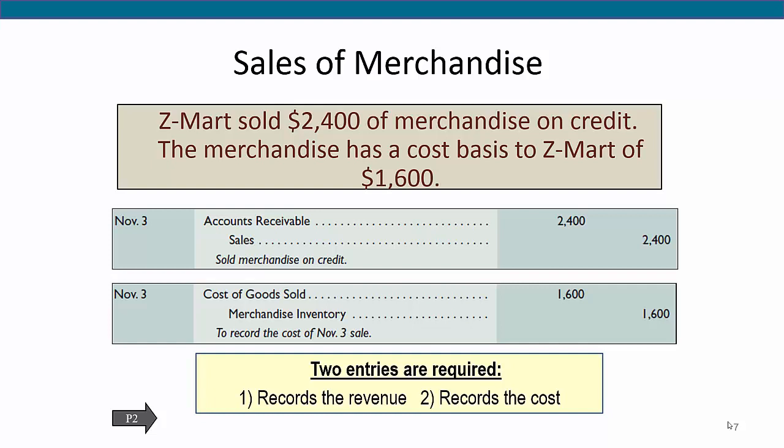Now, the cost part of each sales transaction ensures that the merchandise inventory account reflects the updated cost of the merchandise available for sale. For example, the cost of the merchandise Zmart sold on November 3rd is $1,600, and the entry to record the cost part of the sales transaction decreases the merchandise inventory account with a credit and increases the cost of goods sold, that's the expense account, with a debit.